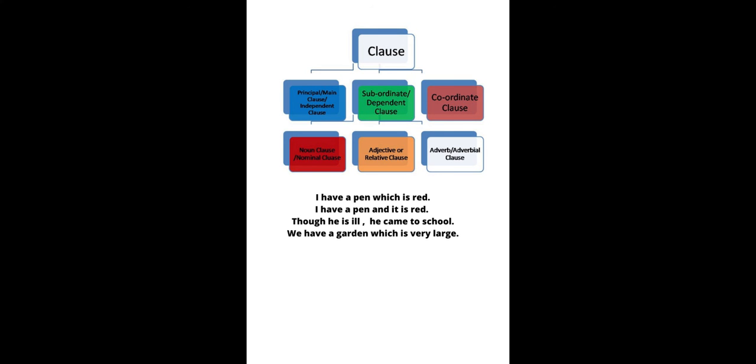Have you any question about them? Close your eyes and try to visualize the classification chart of clause. Clause, three types: one is principal or main clause or independent clause, second is subordinate or dependent clause, third is coordinate clause. And subordinate clauses are of three types: noun clause or nominal clause, adjective clause or relative clause, third adverb or adverbial clause. Now this is the first impression about the types of clauses. Now we have to go deeper, that means we have to identify or recognize the principal or main clause and subordinate clause, etc. Okay.